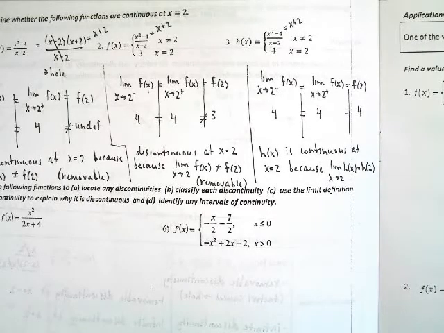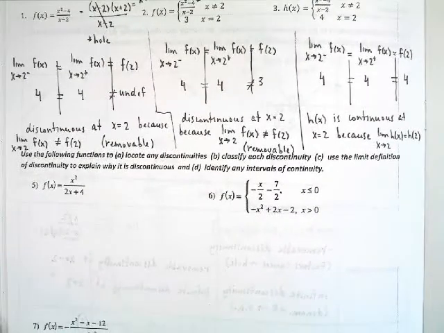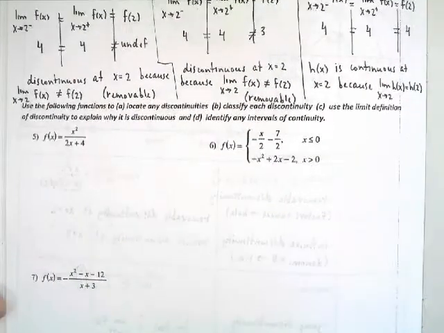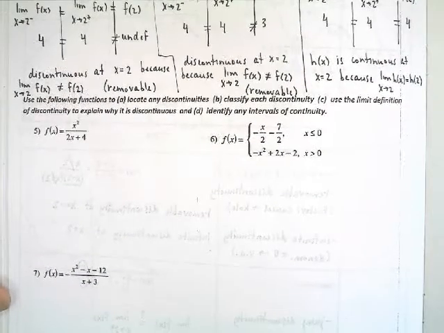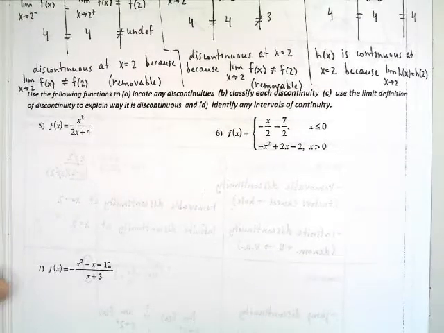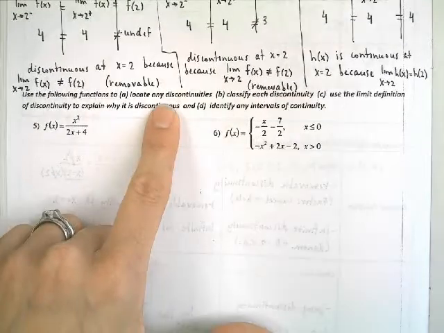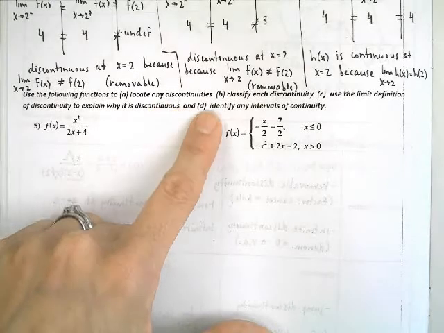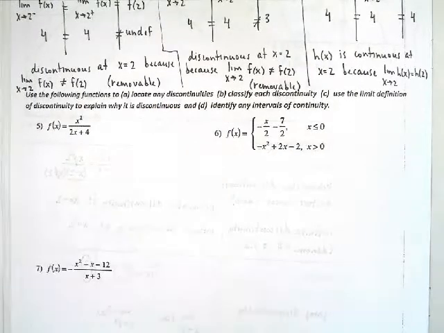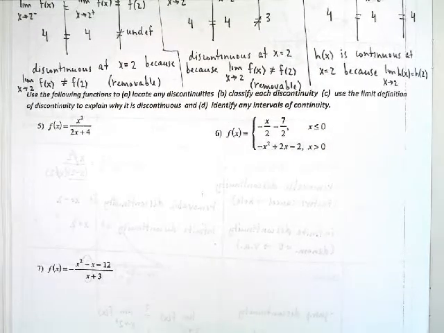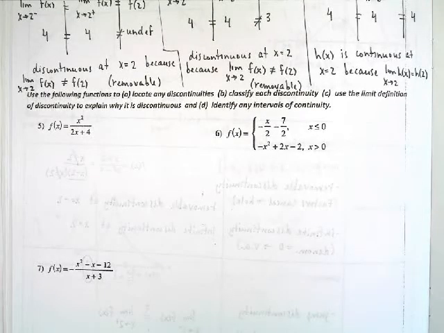All right, so down below we just have some more examples. We're just going to do one of them for the sake of this video, and we can always loop back and do some more tomorrow in class. So what we need to do here is first locate the discontinuities. We're going to classify it and then use the limit definition to explain why there's a discontinuity there. And then last, we'll identify the intervals where we are continuous.